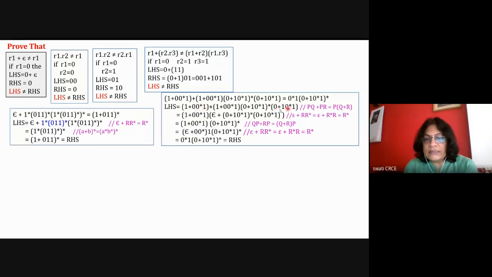So if I see this, I can consider this as a P, and I can apply this identity: PQ plus PR is nothing but P times Q plus R. So I'll take this P out. If I take this P out, then here it will remain epsilon plus this 0 plus 1 0 string 1 bracket star and 0 plus 1 0 string bracket star.